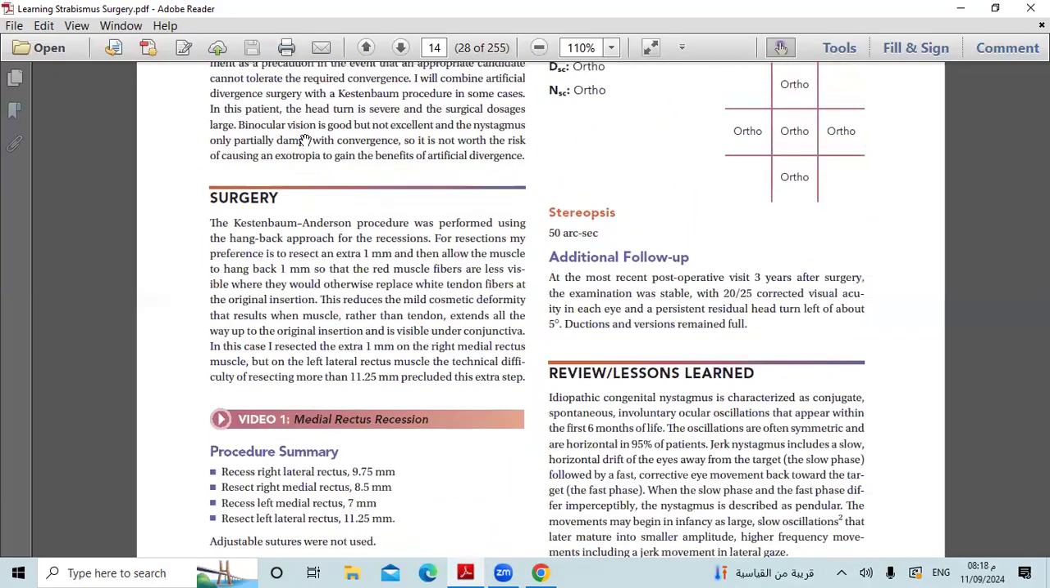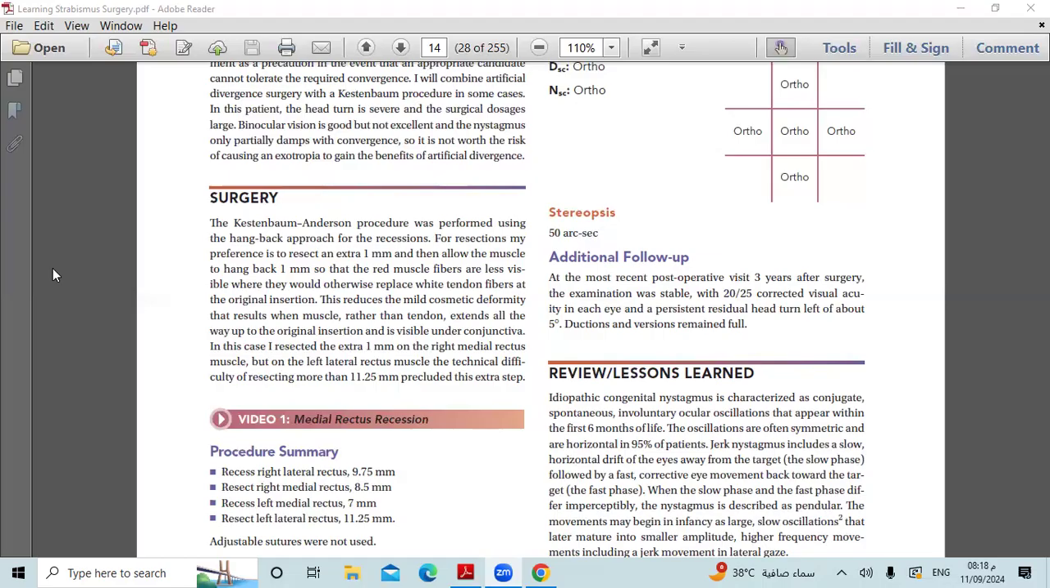Okay, continue, Khadija. Surgery. The Kestenbaum-Anderson procedure was performed using the hang-back approach for the recessions. For resections, my preference is to resect an extra 1 millimeter and then allow the muscle to hang back 1 millimeter so that the red muscle fibers are less visible where they would otherwise replace the white tendon fibers at the original insertion. This reduces the mild cosmetic deformity that results when muscle rather than tendon extends all the way up to the original insertion and is visible under the conjunctiva.